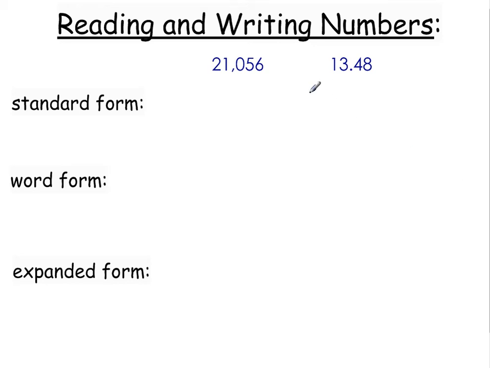Reading and writing numbers. We will review here the three forms of reading and writing numbers: standard form, word form, and expanded form. We will begin with this number here, 21,056. In standard form, that's exactly what the number looks like, just as standard as it is, with no embellishments or differences or add-ons or subtractions or designs. Just the Arabic numerals, 21,056.